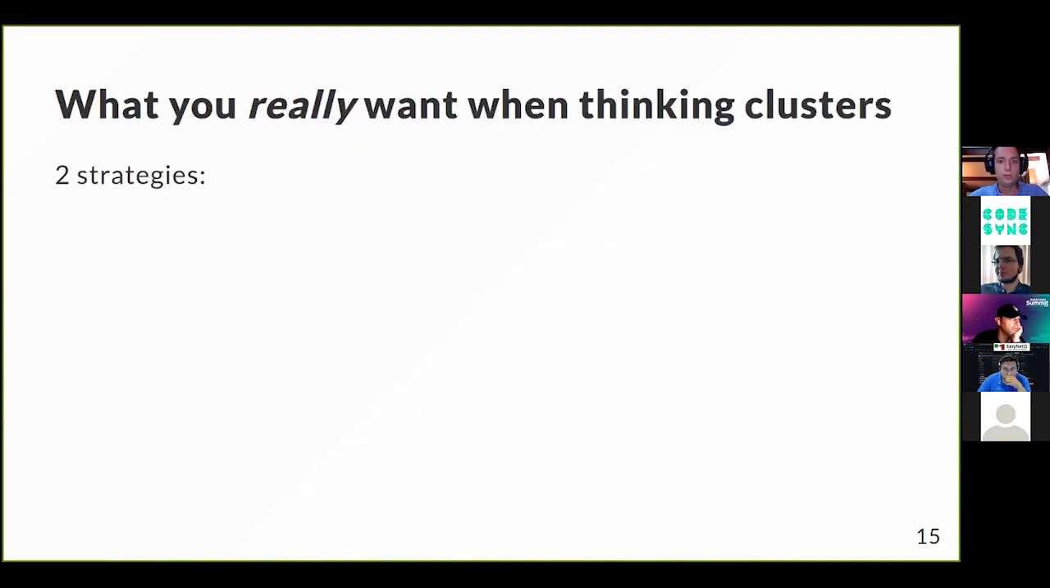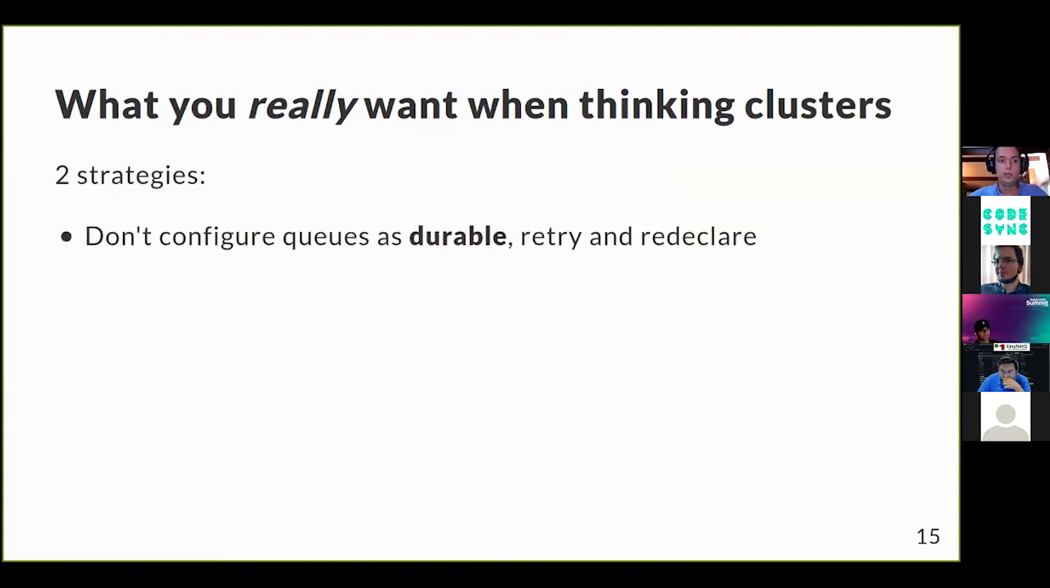So what you really want when you think clusters is basically two different strategies. Either you don't really need the messages inside the queues, and then don't declare your queues as durable, and just add a retry mechanism in your code and a redeclaration on the code side. So when a node goes down, the queues are going to be destroyed, and then your code redeclares the topology and goes on with its own life.